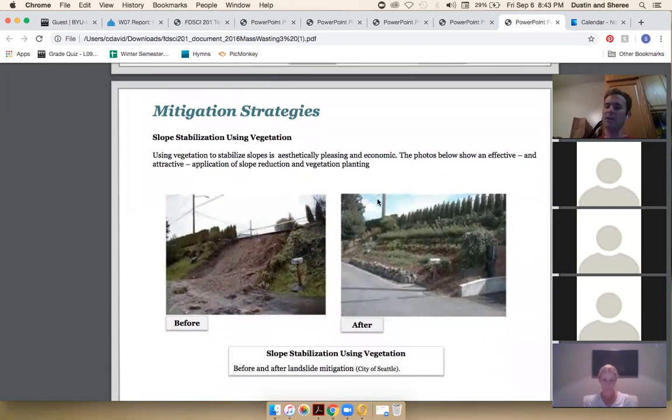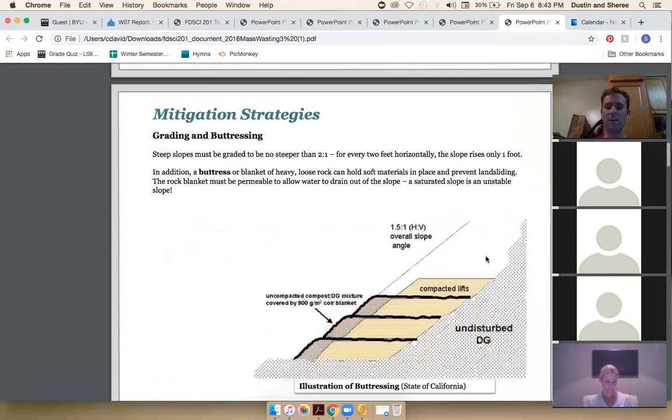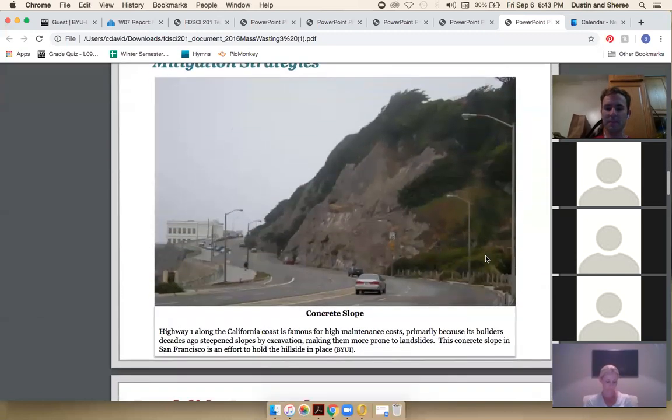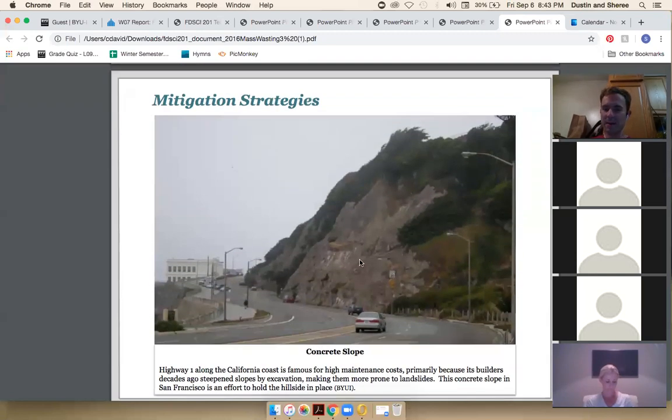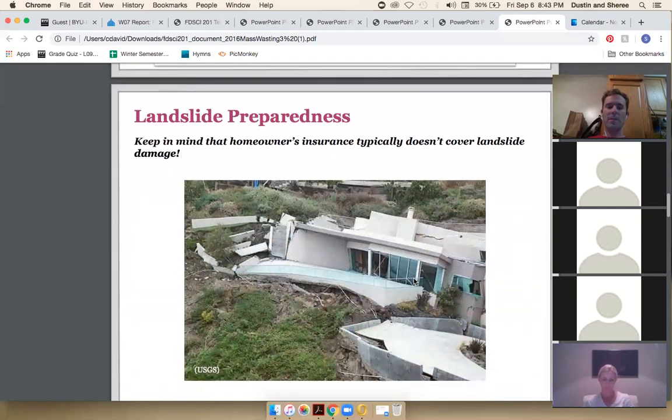Right here, they just came through, planted vegetation that sinks down deep roots, and it really stabilizes, acts like rebar to catch it and keep it in place. And this is buttressing, and what they've done here is they've literally sprayed concrete all on this and kind of put a big cast on the outside to kind of hold it into place. That's another example of that buttressing. So these are all big things to do.